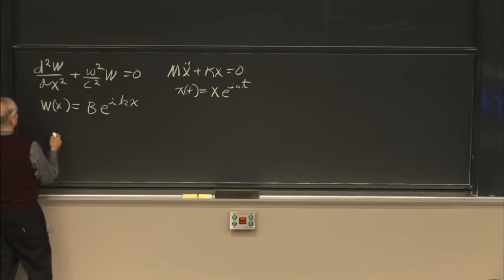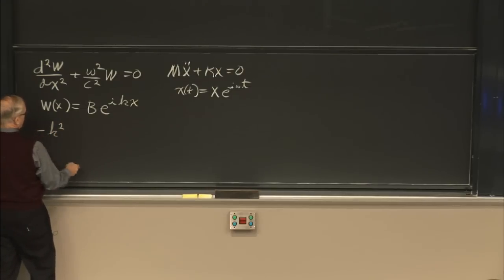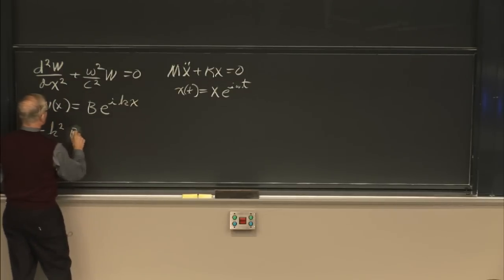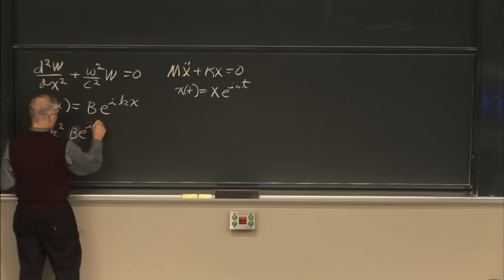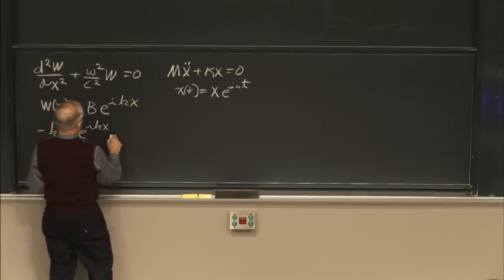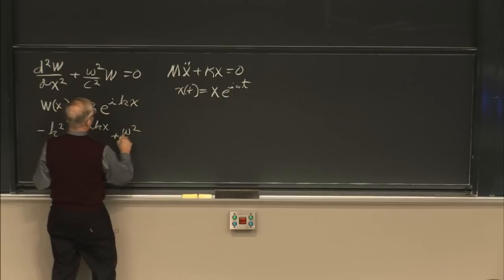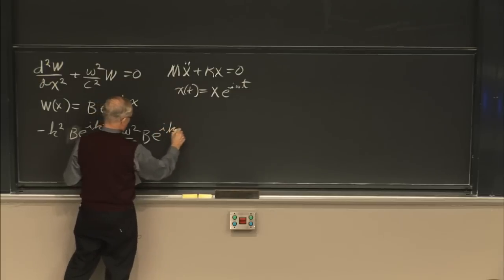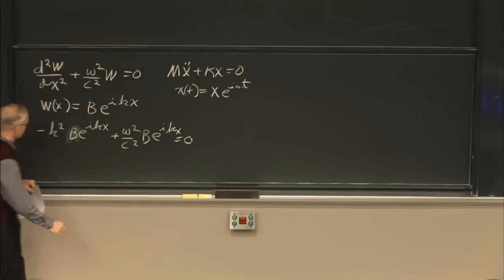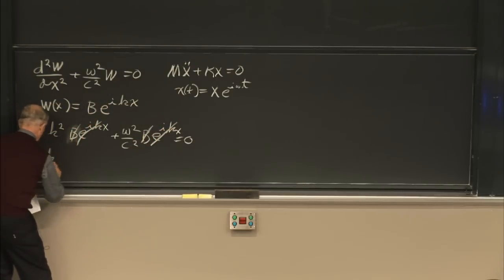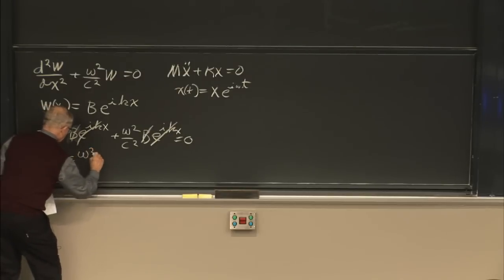If I plug that in, I get minus k squared b e to the I k x plus omega squared over c squared b e to the I k x equals 0. Well, now I get rid of these. And what I found out is that k squared is omega squared over c squared.